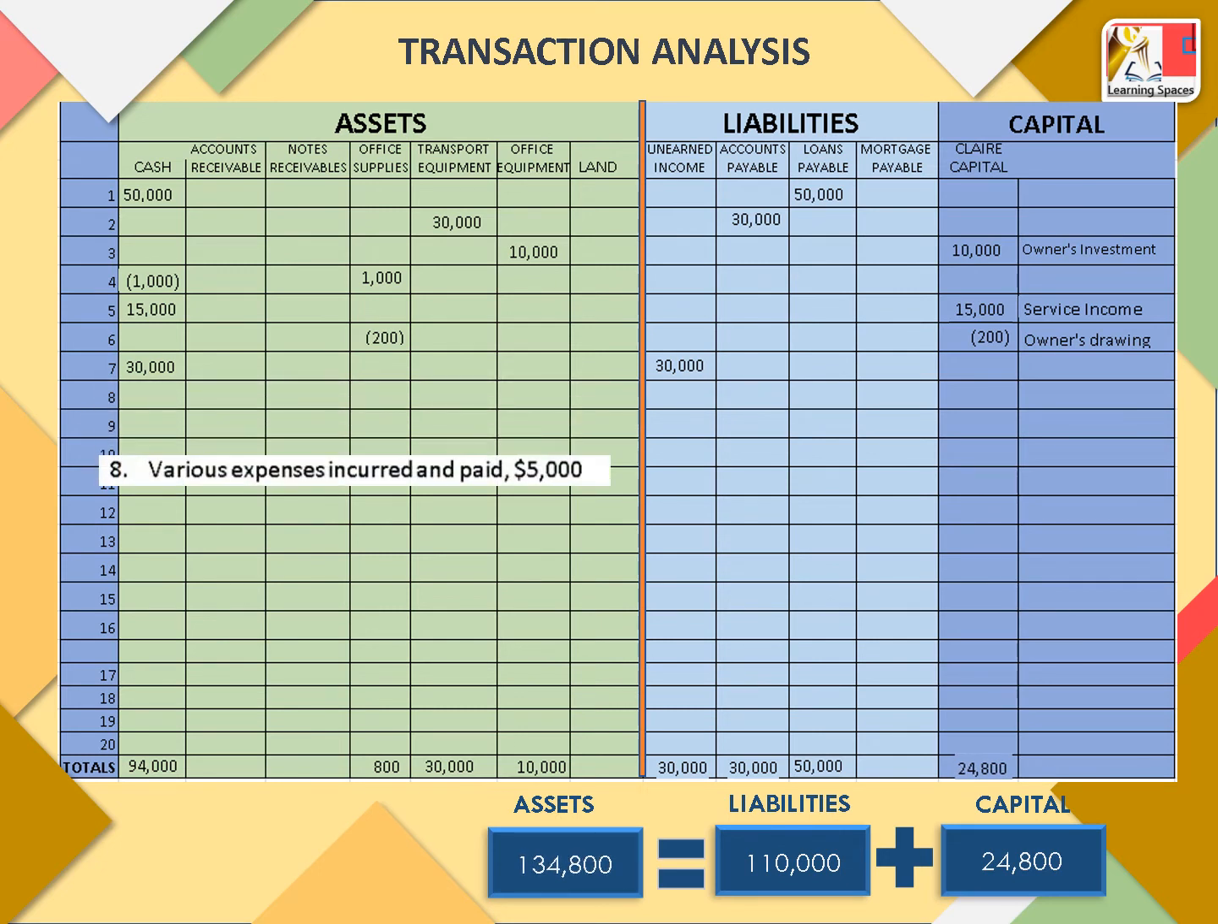Advancing to the eighth transaction, payment of expenses, since the $5,000 is paid in cash, it will be a deduction on cash under the assets section. On the other side, it will be a direct deduction of owner's equity by the same amount.